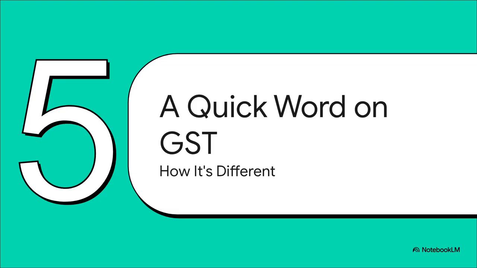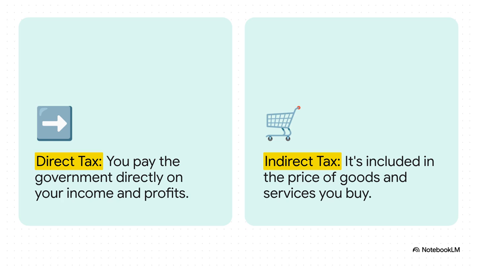Okay, let's just take a second to clear up something that confuses a lot of people. We hear about income tax and we hear about GST all the time. They're both huge taxes, but they are completely different animals. Here's the simplest way to think about it. Income tax is a direct tax. You earn money and you pay a portion of it directly to the government. GST, on the other hand, is an indirect tax. It's baked into the price of the stuff you buy, whether that's a cup of coffee or a new phone. The shopkeeper collects it from you and then passes it on.